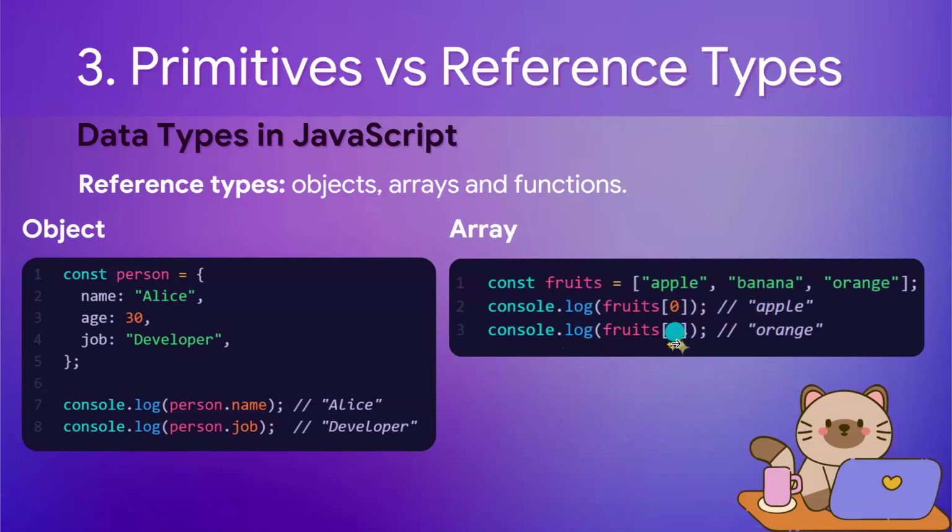And if you want to call the second element, it would be orange, because it's 0 for apple, banana will be first, and second will be orange, in that order.